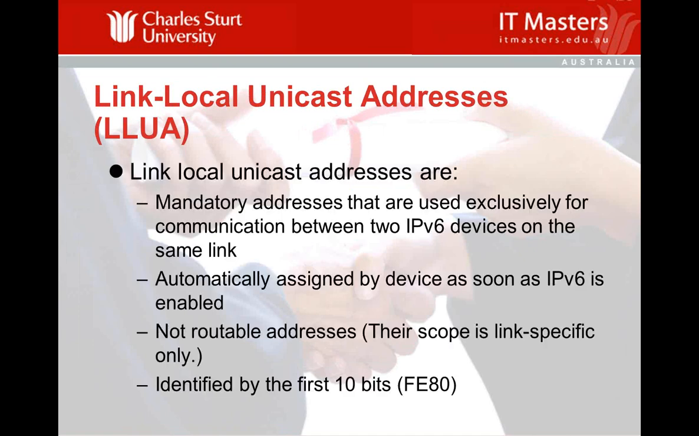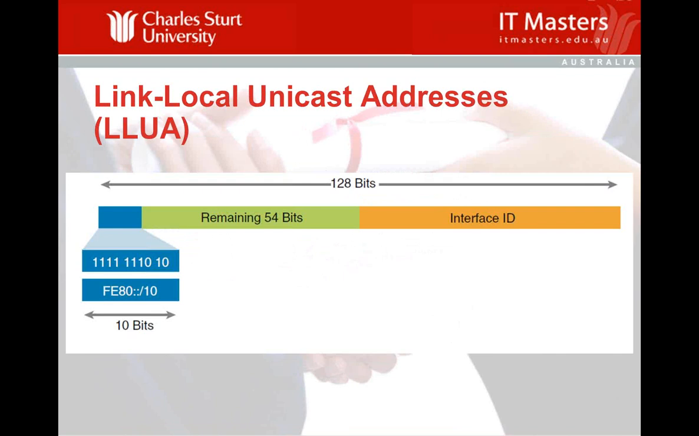So the link local unicast addresses. They are mandatory addresses that are used only for communicating between two IPv6 devices that are on the same link. So we're talking about back-to-back links or single switched links. They're automatically assigned by the devices as soon as IPv6 is enabled. So they're just point-to-point links, basically. They're not routable, so they're link-specific only, and their first 10 bits are set in hex to FE80. So that's what it looks like there.